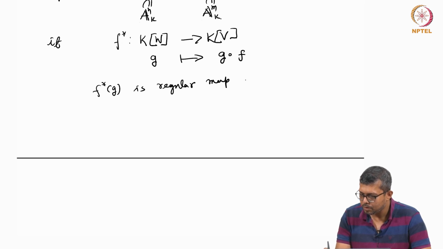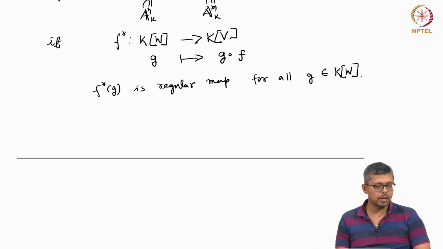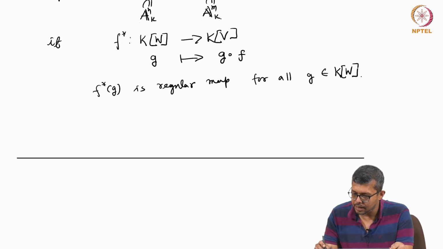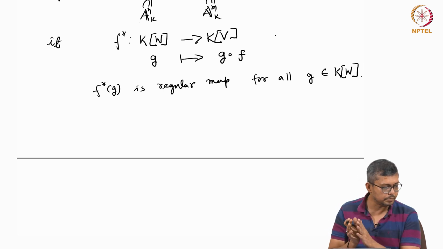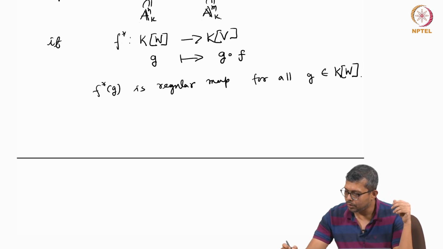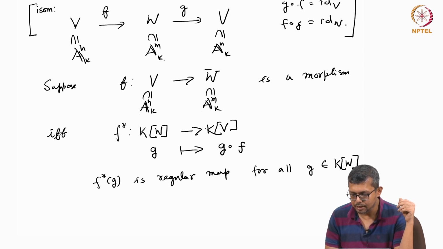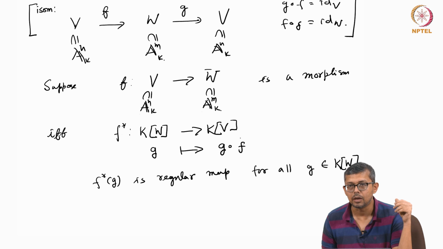For all g belonging to K[W], and this is also a K algebra homomorphism. So a map from two algebraic sets V and W is a morphism if and only if the induced map F star from K[W] to K[V] is defined. That means it takes any regular map on W to a regular map on V. So this is another way of defining what a morphism is.